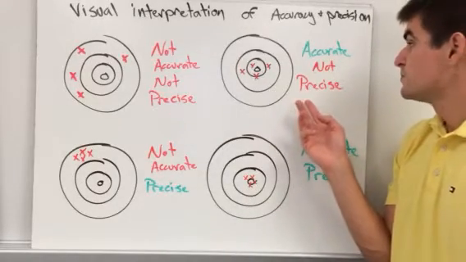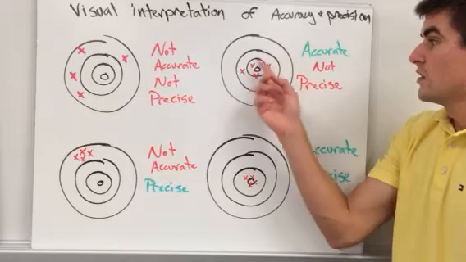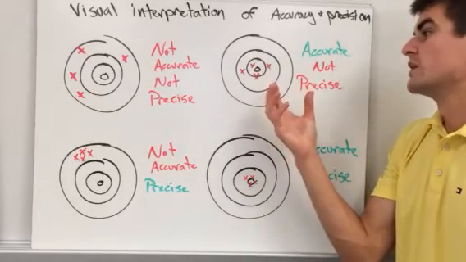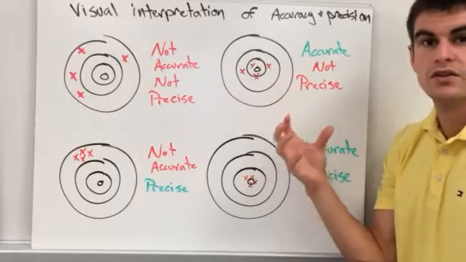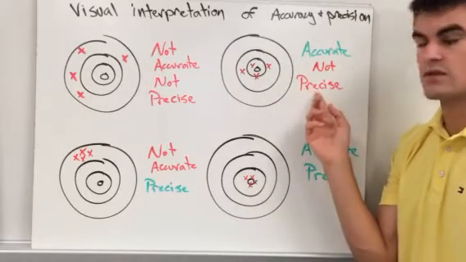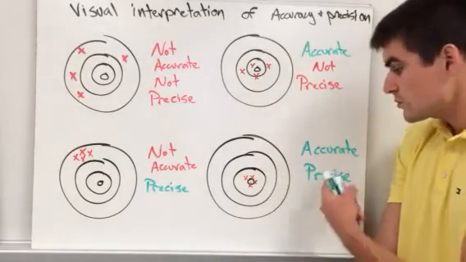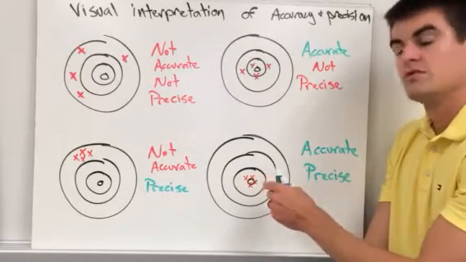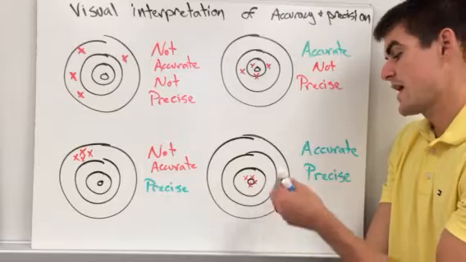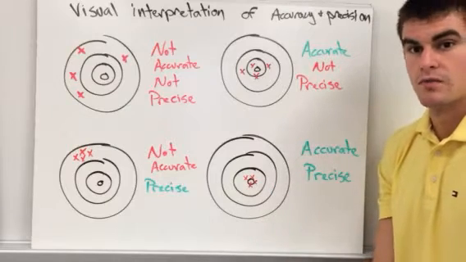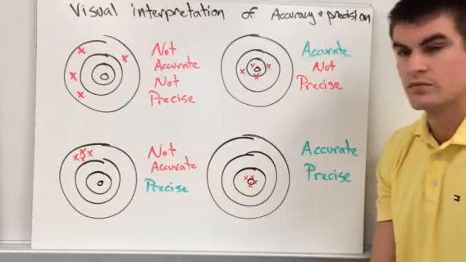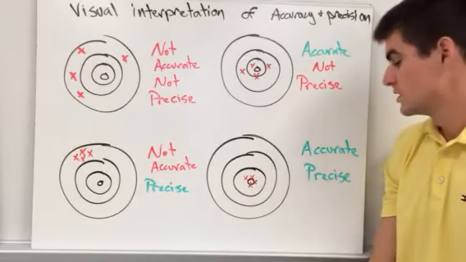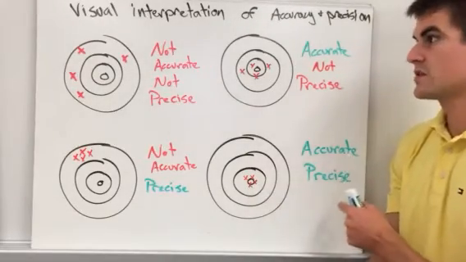Looking at this one, it's close to the center where we were aiming, but not quite the good cluster we're looking for to be considered precise. Last, down here, all of them are around the middle, so it is accurate, and there's a good cluster. If you're into gun sports, you call those groupings, a nice tight grouping. So both accurate and precise here.